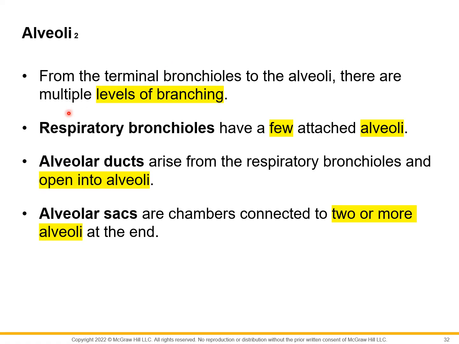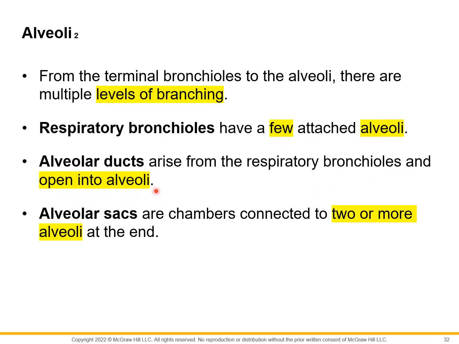So first up, we have what is known as the respiratory bronchioles. They have a few alveoli. Alright, so few alveoli are attached to them. Okay, next we have the alveolar ducts. So they arise from the respiratory bronchioles and open into an alveoli.